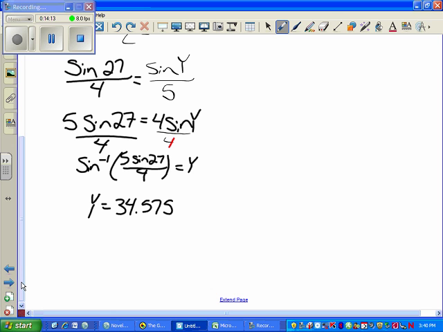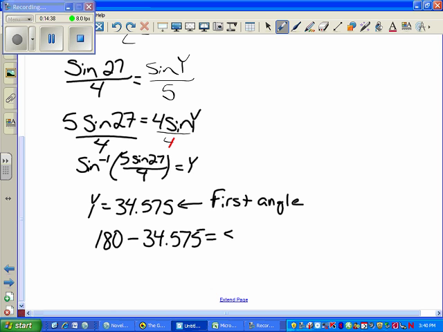We need to find the supplement to this, and that'll give us the other place that sine is this same value. So everybody do this. This is your first angle. Okay, how do we get our second angle? We do 180 minus the first. Okay, so we have two y angles. What is 180 minus 34?